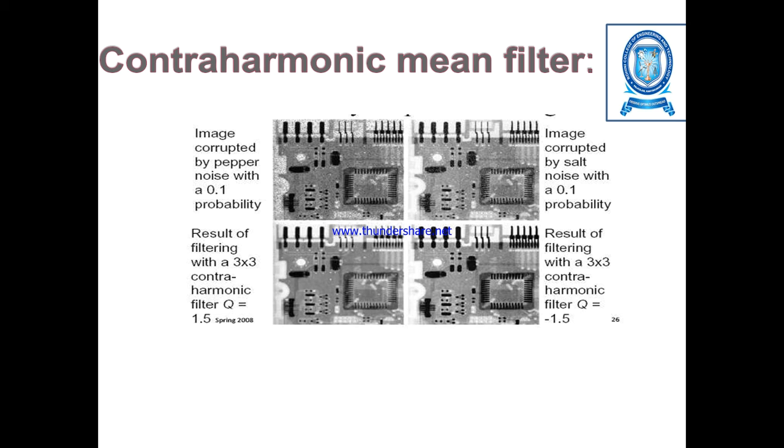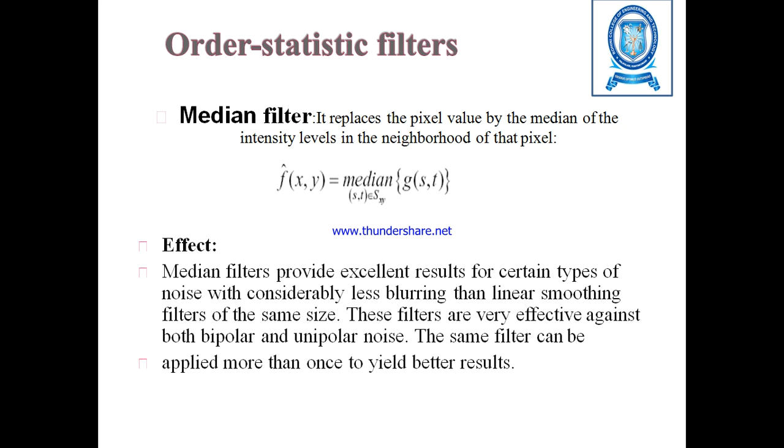After the result of filtering, you can see that on the left q is set as a positive value, and on the right side q is set as a negative value. So depending upon that, we are removing the pepper noise and salt noise from the input image that is given. Okay. So next one is order statistic filter.